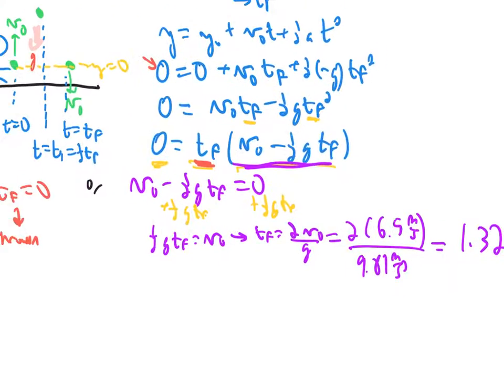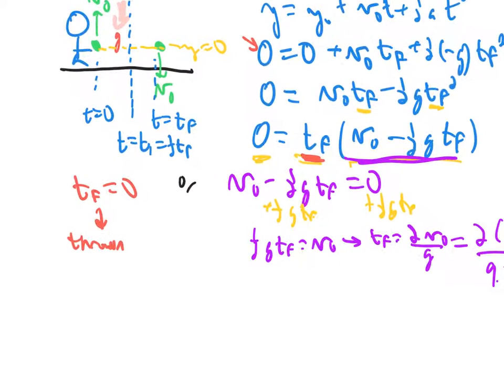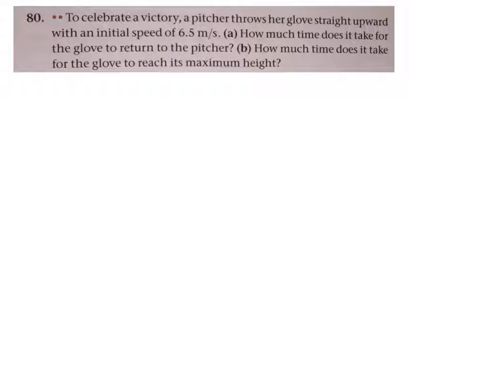And then they ask us for the time to the maximum height, but that's almost trivial because t1 is 1/2 tf. So it's 0.663 seconds. And we'd be done. I'm going to solve it an entirely different way just to see that we get the same answers. We could tackle this a different way.